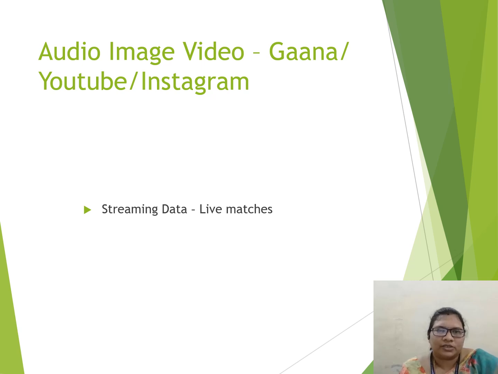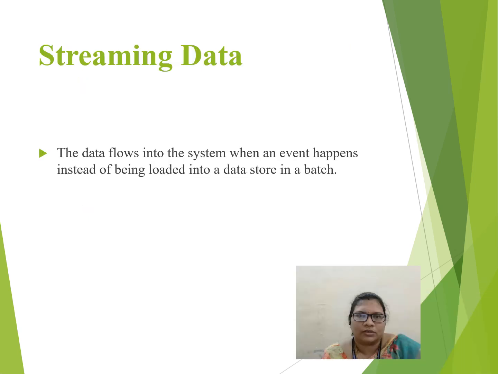Streaming data is live, for example live matches. The data flows in the system when an event happens, instead of being loaded into a data store in a batch. Batch and stream are different. If a video is recorded and stored, it's a batch. Streaming is live: whatever data is coming in live is automatically stored as a stream. This is the difference between streaming and batching. So these are all the facts of data.